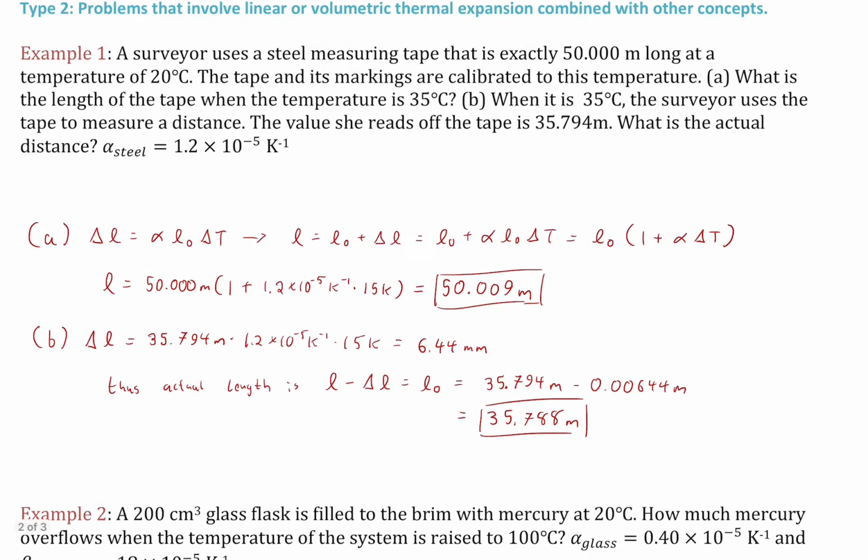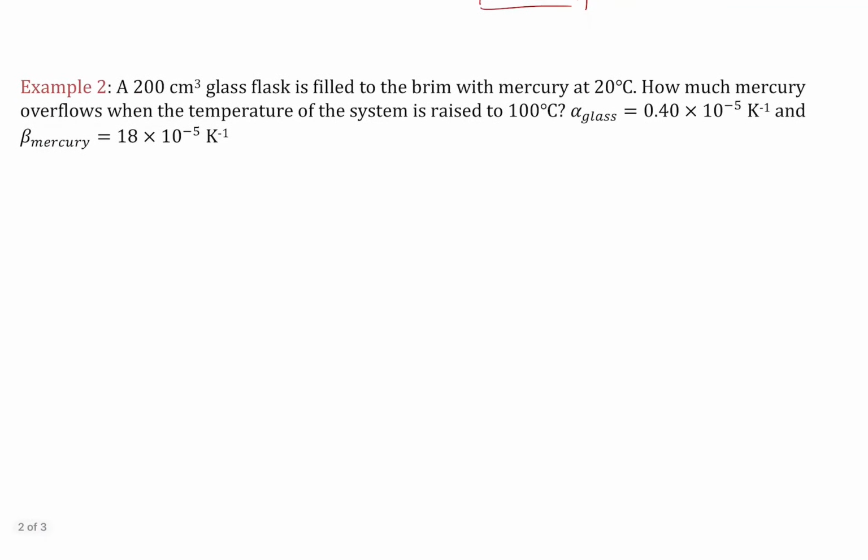Okay? All right, let's do another one. This one's going to involve a fluid, something that's going to have a volumetric coefficient of expansion. A 200 cubic centimeter glass flask is filled to the brim with mercury at 20 degrees Celsius. How much mercury overflows when the temperature of the system is raised to 100 degrees Celsius? Okay? So here we have our linear coefficient of expansion for the glass. Again, you look it up in a table, and here is the volumetric expansion of mercury. You wouldn't find a linear coefficient of expansion for mercury because it's not a solid, it's a liquid.